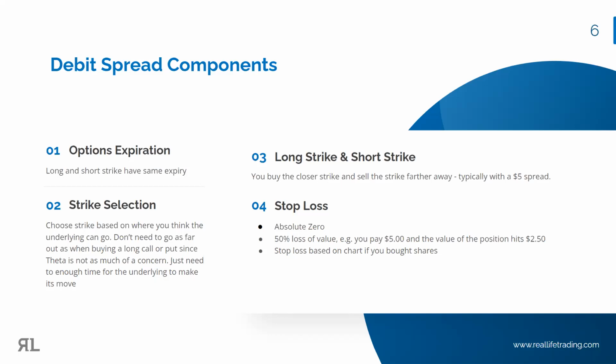Okay. The long strike and short strike. Again, I'm using the terms closer strike and strike farther away, as opposed to lower and higher, because if you're doing this to the downside, you're talking lower and lower. So it's just easier to refer to it as a strike closer and a strike farther away. You're always going to buy the strike that's closer, and you're going to sell the strike that's farther away. Typically I like to do it with a $5 spread. You can increase that, but, and I'll give you examples, increasing that also increases your risk.